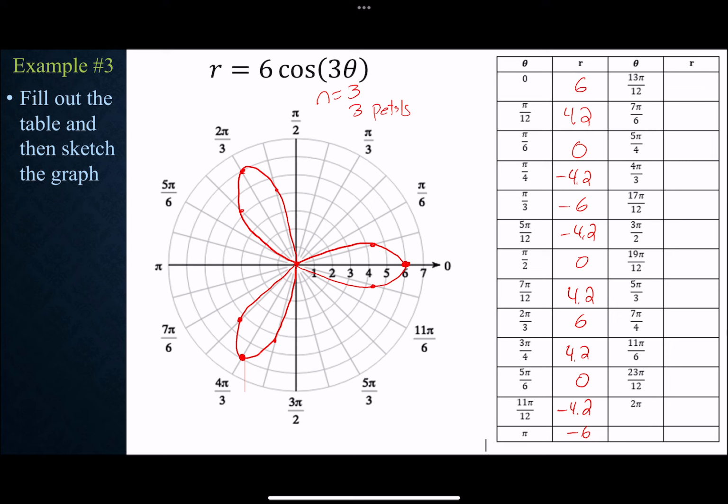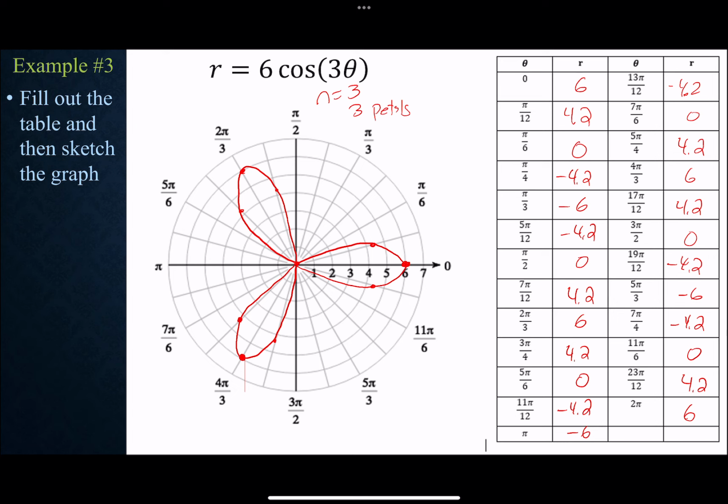We don't really need the rest of the table. It's just going to follow the rest of the pattern as you'll see. So at 13 pi over 12, you're going to get a negative 4.2. It's following the negative pattern there, and then to 0, and then positive 4.2, 6, 4.2, back to 0, and then negative 4.2, negative 6, negative 4.2, back to 0, positive 4.2, positive 6. But you were supposed to create 3 petals, and that's exactly what we did here.